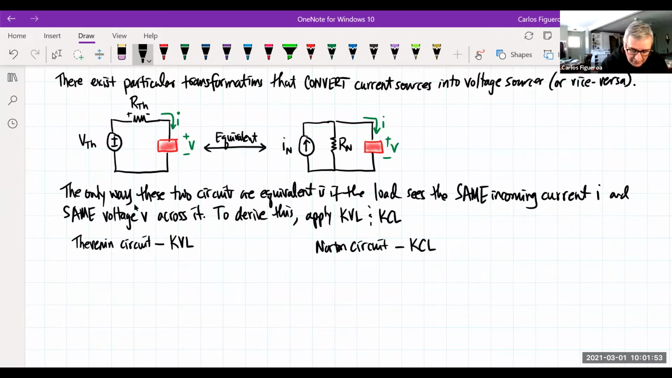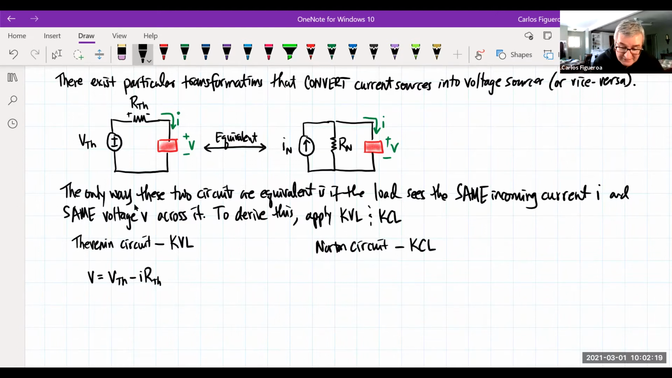And right away, what we can write here is, if I make this loop, you could see that the Thevenin voltage must be equivalent to both of these, or I can write that V is going to be VTH minus the current through the Thevenin resistance. The current is I, so therefore its voltage has to be I RTH.